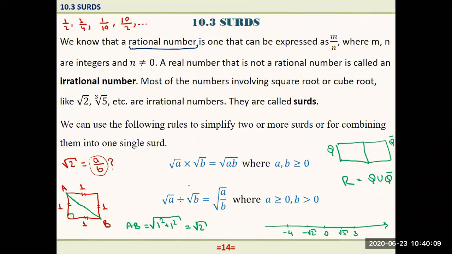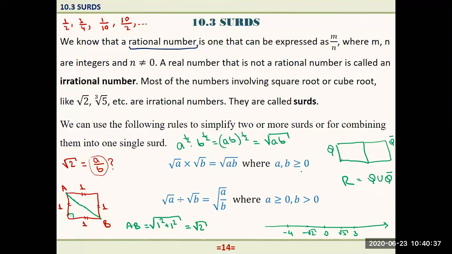So in order to simplify these surds, we're going to use these two rules. Number one is square root of a times square root of b is equal to square root of a times b. Why is this so? Because by definition, the square root of a is a to the power 1 over 2. And this one is b to the power 1 over 2, right? And the exponents are the same, so I can write it as a times b to the power 1 over 2. Again, using the definition, I can write it as square root of a times b, right?